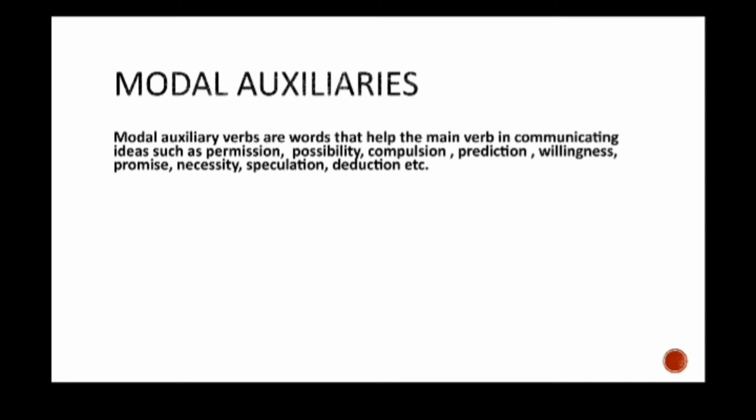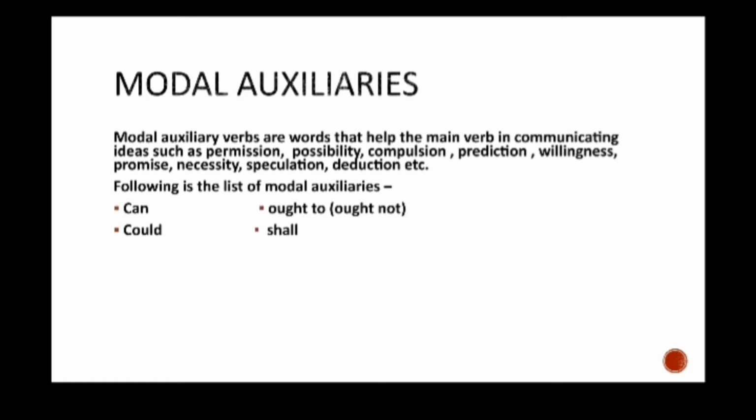Following is the list of modal auxiliaries. Let's look at the list of the modal auxiliary verbs. These are can, could, may, might, must, need, ought to or ought not, shall, should, will, would, used to. Okay, so now what is the structure?